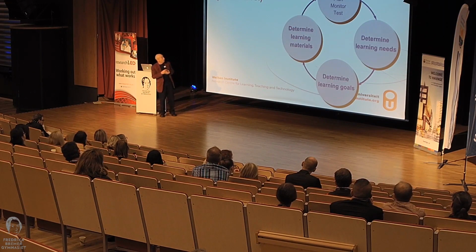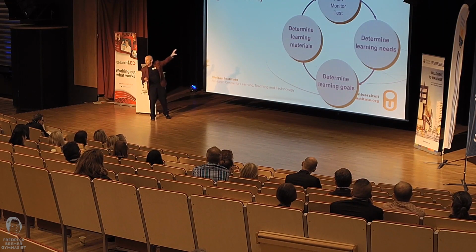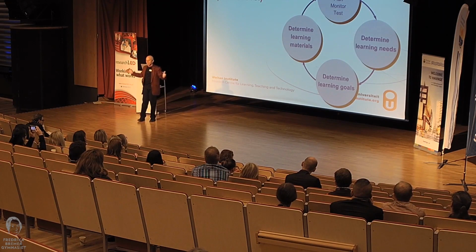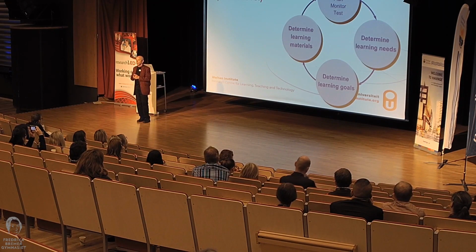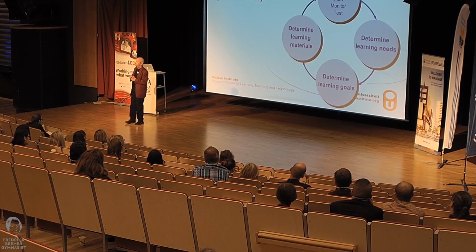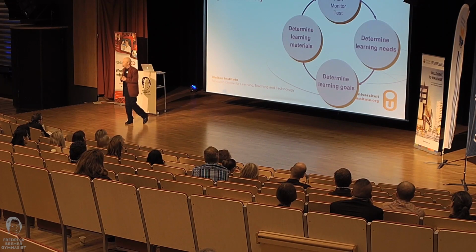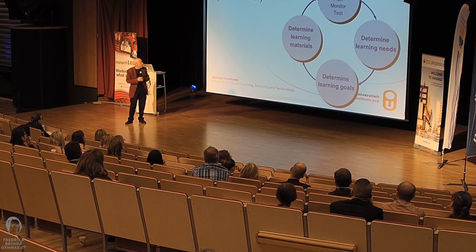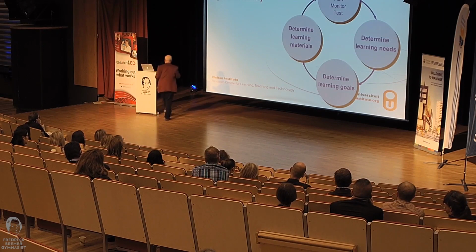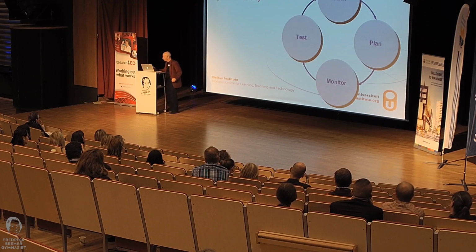A self-directed learner, you see on top, that's the first one on the top, actually goes a step further. It's kind of the macro level. It's like, I want to learn quantum chemistry. So the first thing you do is you determine your learning needs. Okay. Then you determine your learning goals. And then you determine the learning materials that you need. And then you carry out the task. So we go back to the previous page. And that's self-regulation.